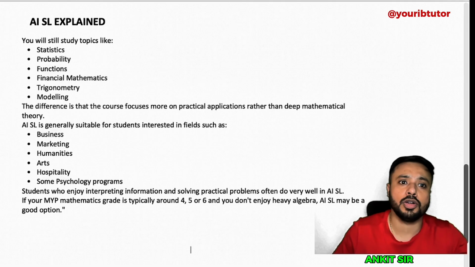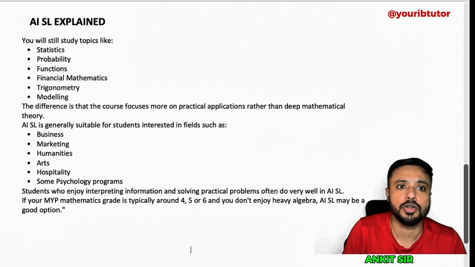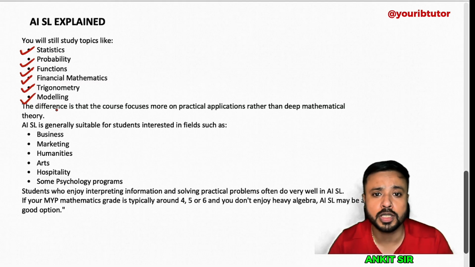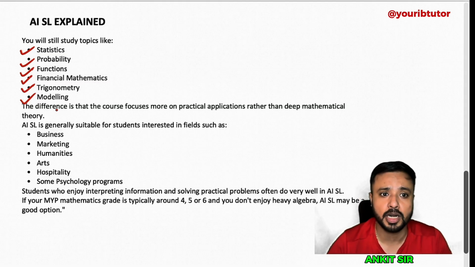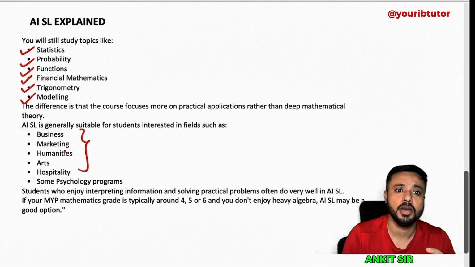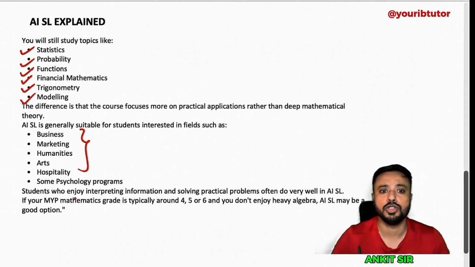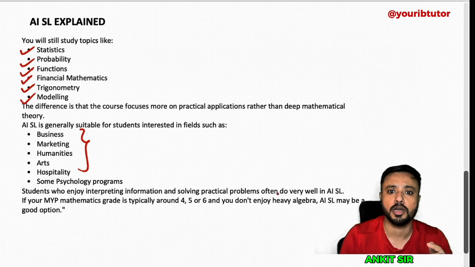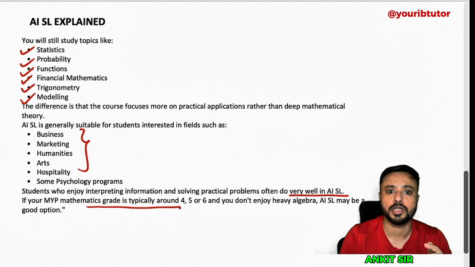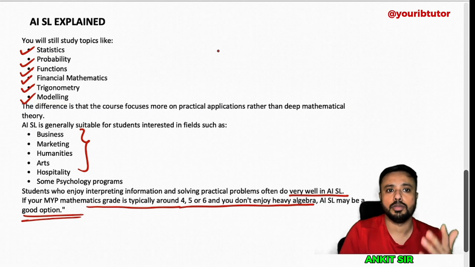In AISL, you're going to study topics like, as I have mentioned over here: statistics, probability, functions, financial mathematics, trigonometry, modeling. The difference is that the course focuses more on practical application rather than deep mathematical theory. AISL is generally suitable for students interested in fields like business, marketing, humanities, art, hospitality, and some psychology programs also. Students who enjoy interpreting information and solving practical problems often do well in AISL. If your MYP mathematics grade is typically around 4, 5 or 6 and you don't enjoy heavy algebra, then AISL may be a good option. So this is how you can choose.